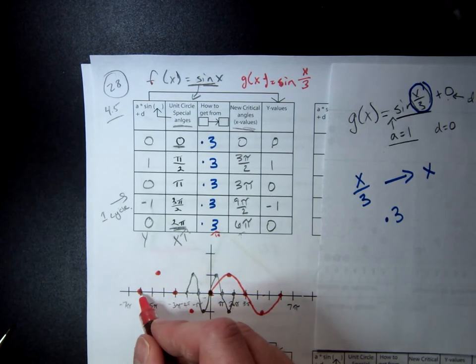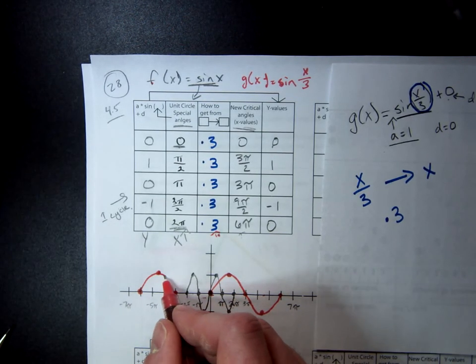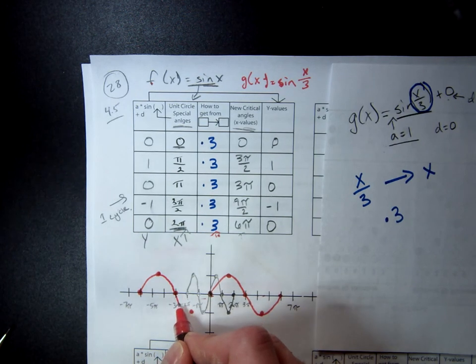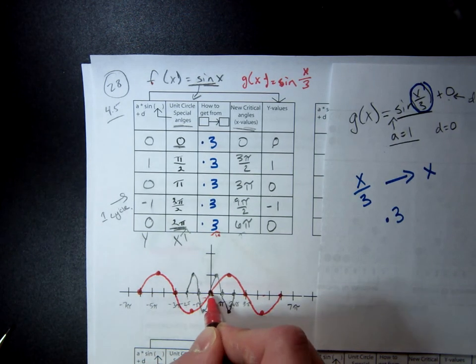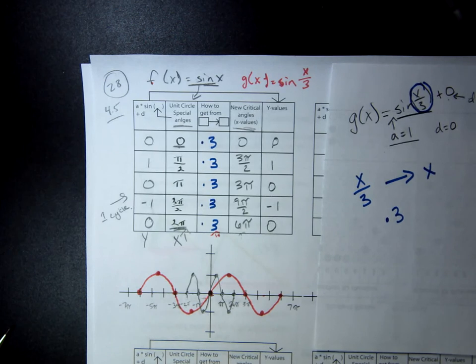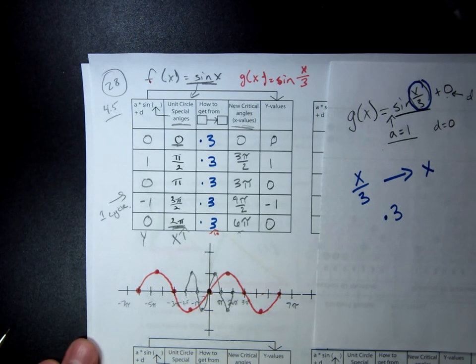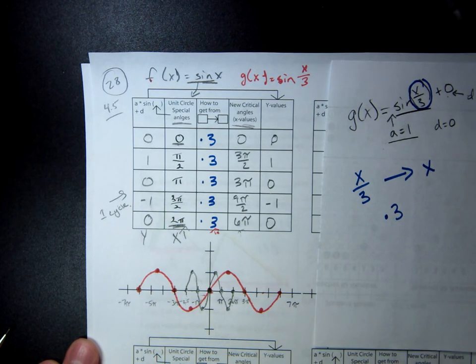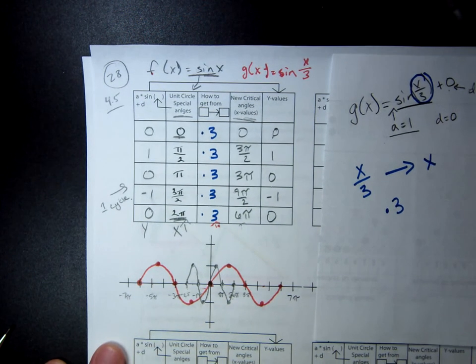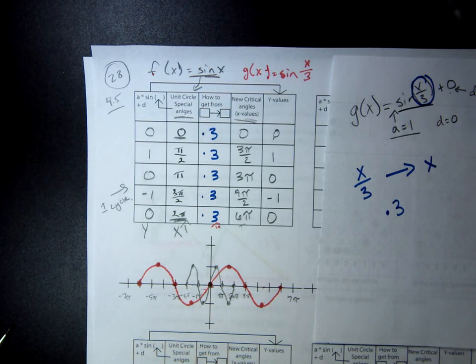So if I connect my dots here, we can see that my curve will connect right where it's supposed to. And so you want to be as neat as possible in these problems, okay? And that is how you would graph the parent function f of x and its transformation g of x.